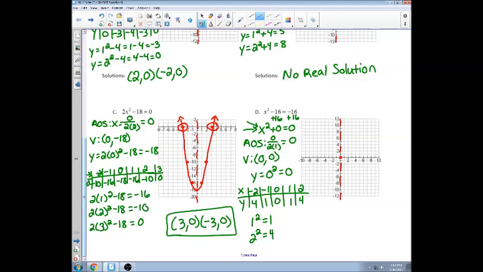Go ahead and plot those points. I go right 1, up 1. I go right 2, up 4. Left 1, up 1. Left 2, up 4. Connect all of my points. And I have my equation. Now, there's only one point that even touches the x-axis, and that is 0, 0, so my answer is 0, 0, and I am done.